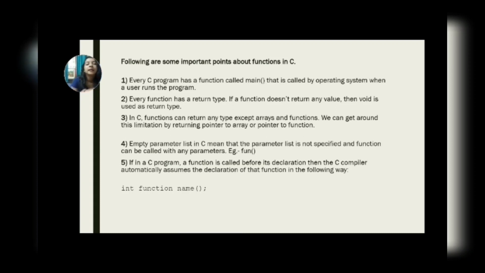The last thing is that if in a C program, a function is called before its declaration, then the C compiler automatically assumes that the declaration of that function is in the mentioned way, int function name. Default return type is int. If you don't declare it beforehand, the compiler will assume that the return type of the function is int. So if you wish that the return type of the function is something different, either float or a structure or something else, then remember to declare it first.